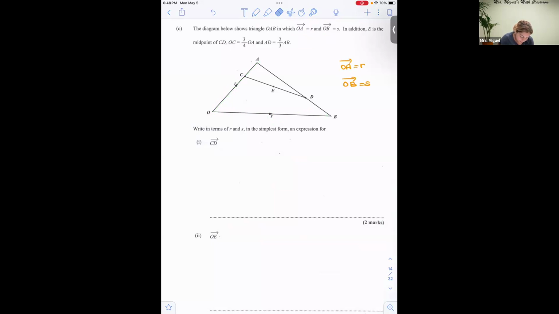E is the midpoint of CD, all right? And OC is 3/4 OE. So we know that this is 3/4 here, and this is 1/4, right? Then they're asking us, AD is 2/3, and here is 1/3. I'll give you 2 minutes, find CD and OE.